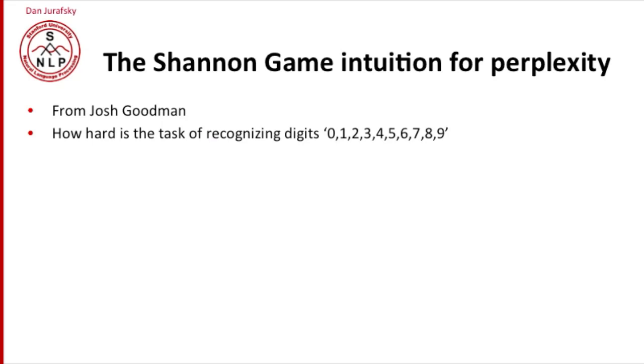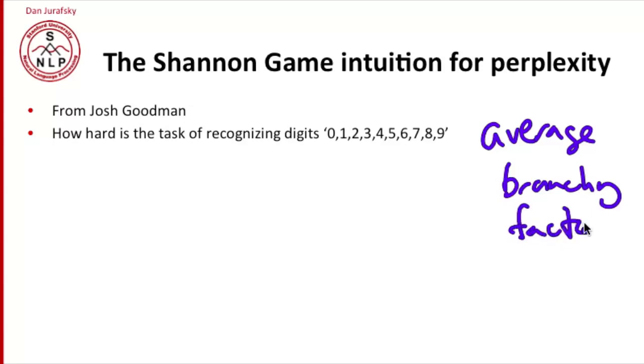There's another intuition for perplexity, also based on Shannon. And this example comes from Josh Goodman. This second intuition for perplexity relies on the idea that perplexity is related to the average branching factor. Perplexity at any point in a sentence is, on average, how many things could occur next. And we'll see later this is related to the probability of the upcoming things, related to the entropy of the upcoming things. But roughly speaking, if I had 10 possible words that could come next and they were all equal probability, my perplexity would be 10.